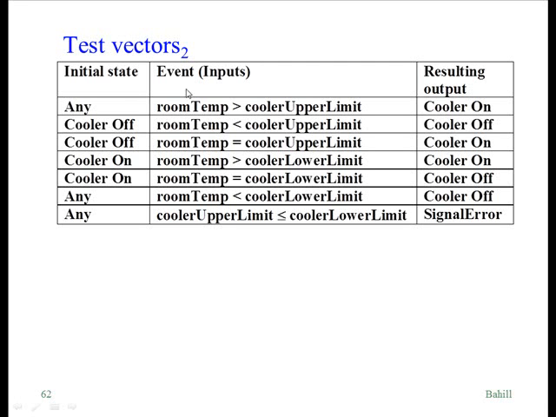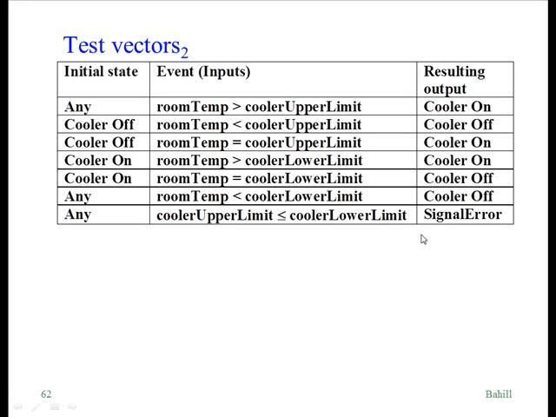Okay? So if the room temperature is greater than the cooler upper limit, then what should happen here? The cooler should be on. That's what's expected. Then if you are in a state cooler off, and then you have the room temperature below the cooler upper limit, means you are good, right? So you expect the cooler to be off. One more, the cooler is off, the room temperature is equal to this upper limit. In this case, you have reached the threshold, you want to turn it on, and so on.